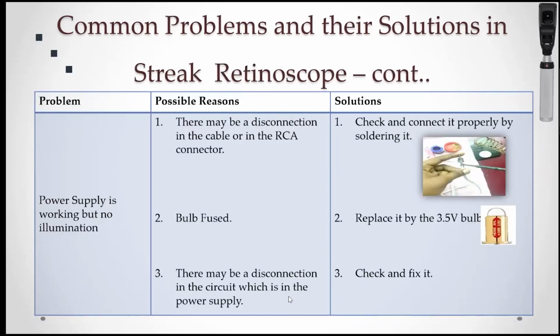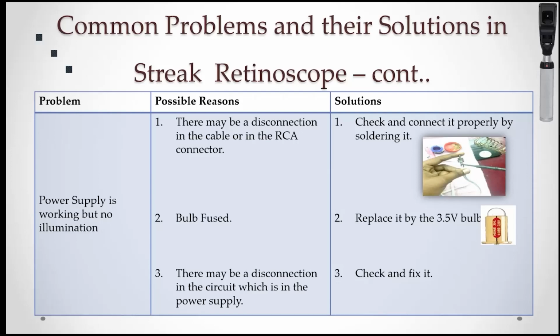And if you are using a power supply operated equipment, that means a Streak Retinoscope where the power supply is not working, then first you have to check whether the cables connecting the power supply to the Streak Retinoscope are well connected or not. We have to check it. If there is any disconnection, then it won't work. So in this case, you may need a biomedical technician to help you.